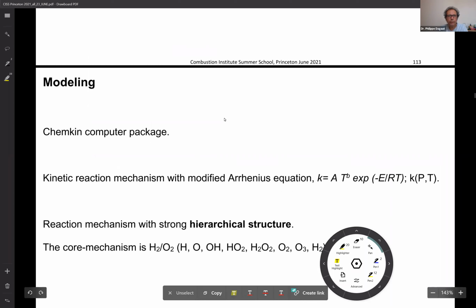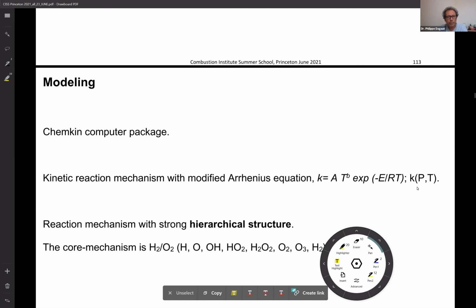And this data can be obtained using the techniques that we presented yesterday. So for the kinetic modeling, most of the people are using the Chemkin computer package. A kinetic reaction mechanism with modified Arrhenius equation, that is shown here, is included in the reaction mechanism, and these are taking into account the effect of pressure and temperature on these rate constants.